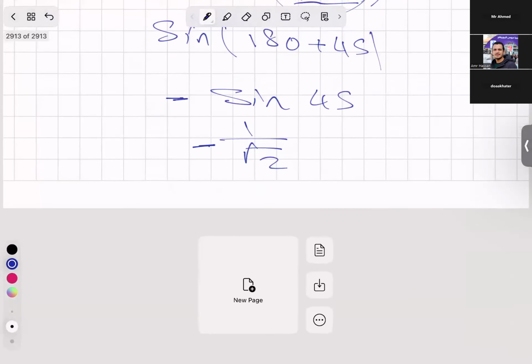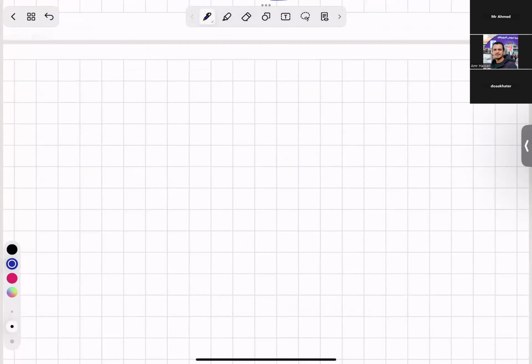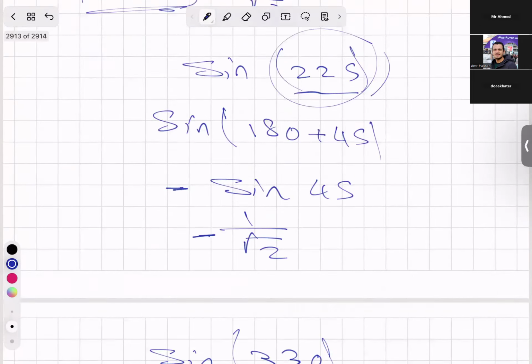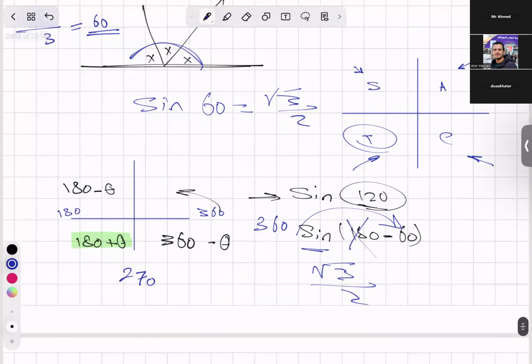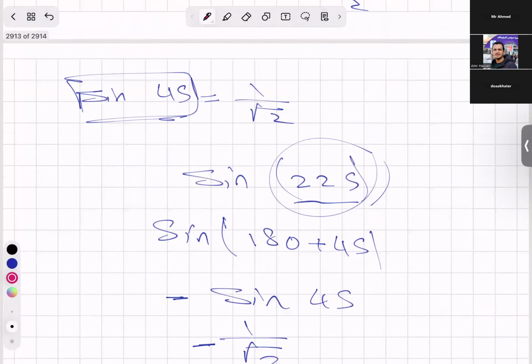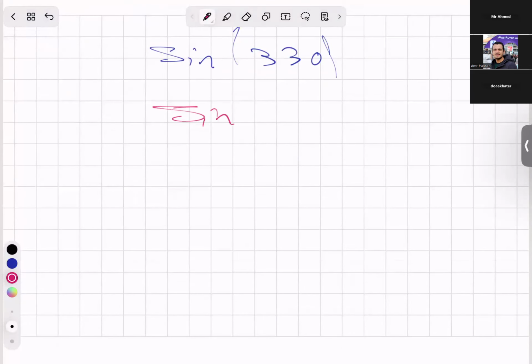I'm not quite sure. In the example, it was sine 330. You can do it on your own right now. So where can I find it? Sine 330. It's between 360 and 0, the fourth quadrant. So this one could be replaced with sine 360 minus 30, right?